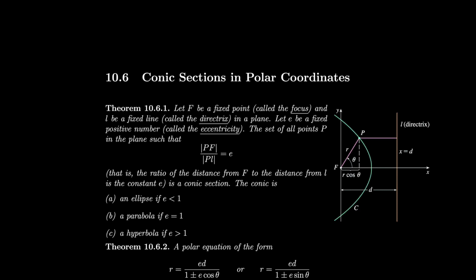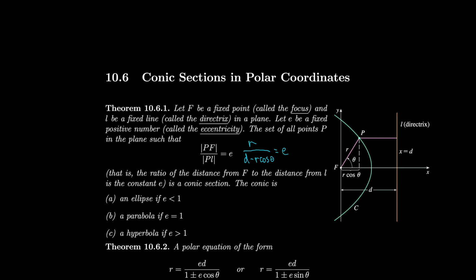Looking at our picture, we see that the distance from P to F is r, and the distance from P to L is this distance over here, which we can get by taking the distance d and cutting out r cosine theta. So that means that we have r over d minus r cosine theta equals e.